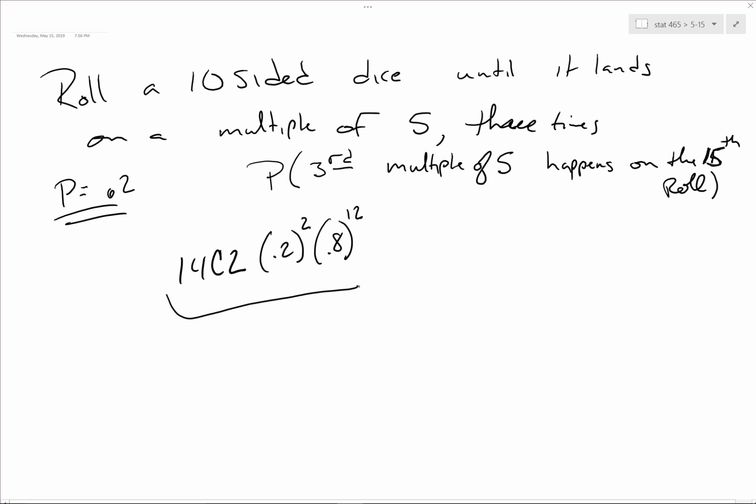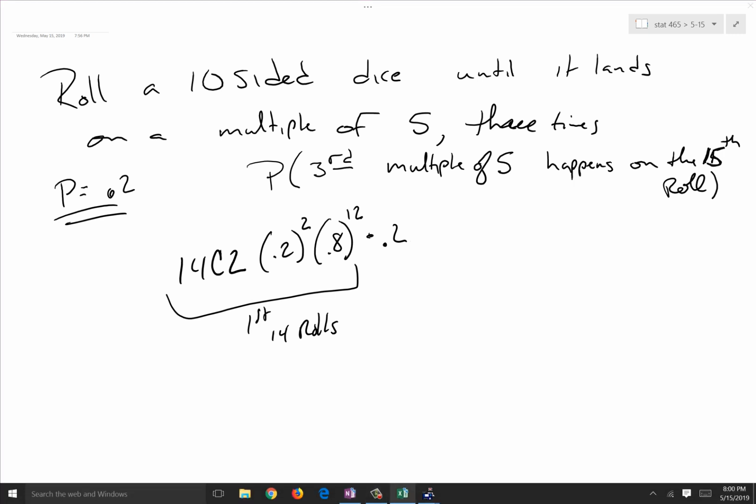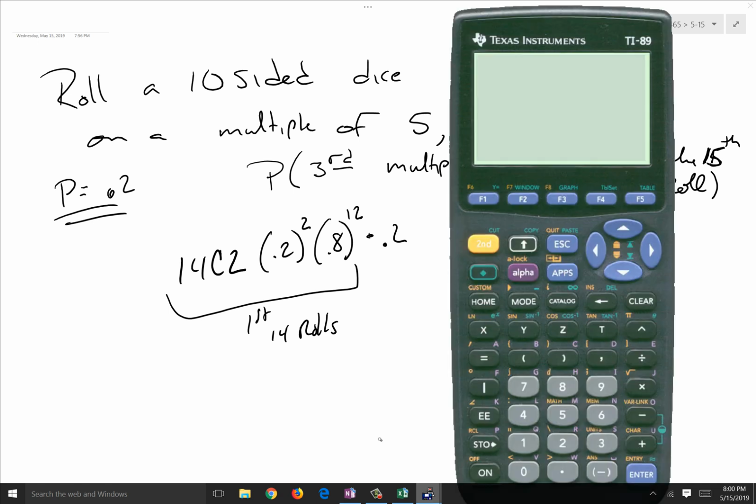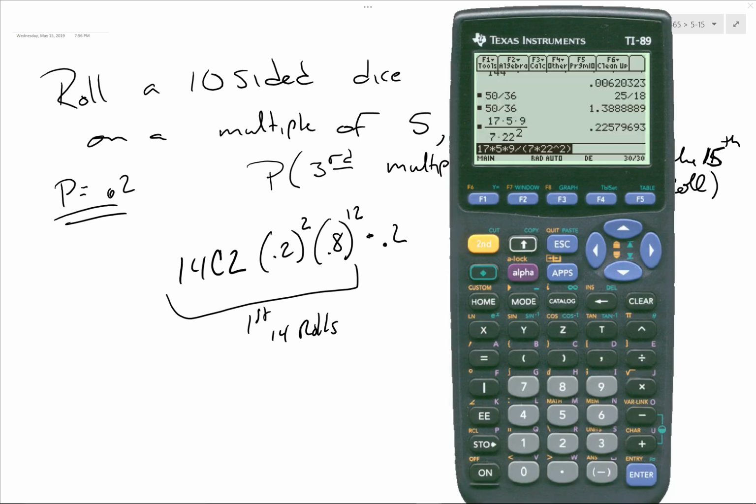So this is for your first 14 rolls. And then I'm going to have to get another win on the 15th roll, yes? If you're doing this by hand, or quote unquote by hand with a calculator, you could do it the old school way. So I could do combinations 14, 2 times 0.2 to the 2 times 0.8 to the 12 times 0.2 again. About a 5% chance of that happening.